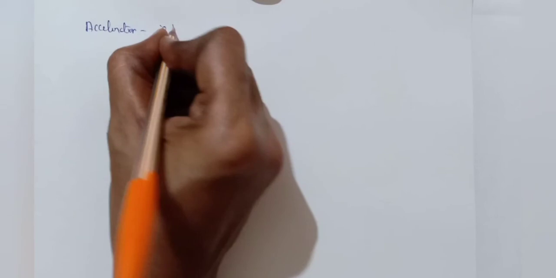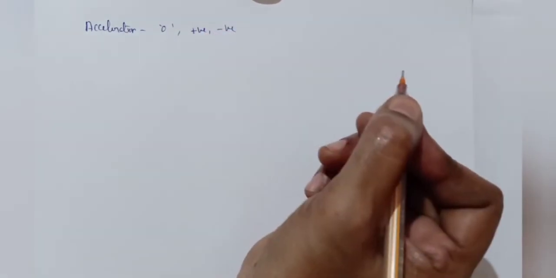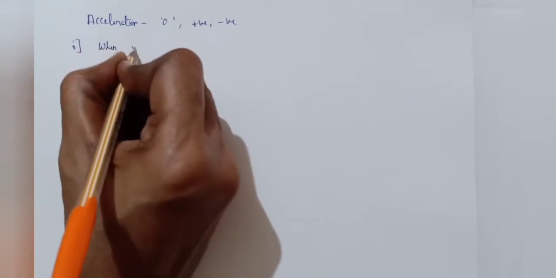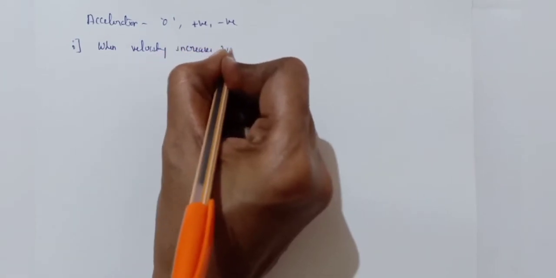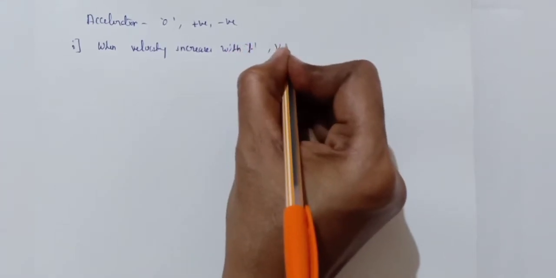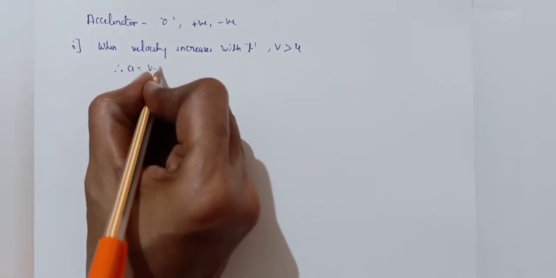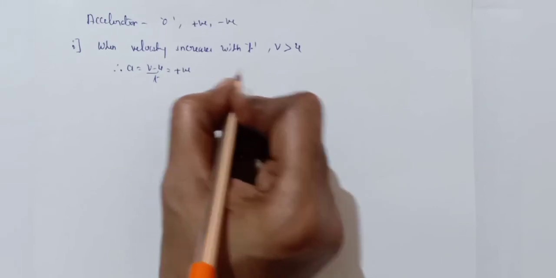The value of the acceleration may be 0, or it may be positive, or it may be negative. When velocity increases with the time, then the final velocity is greater than initial velocity. So the acceleration is positive, and this acceleration is called positive acceleration.